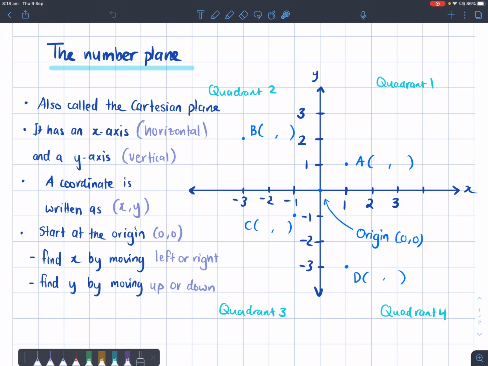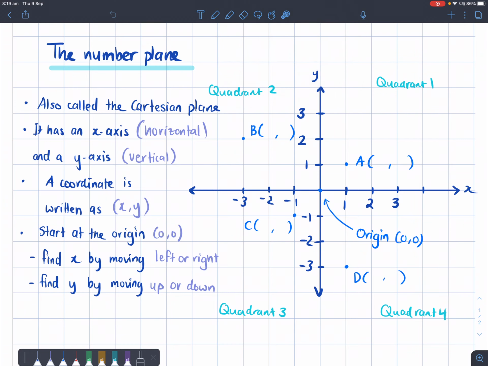So you notice that I have A, B, C, and D, and the origin here. These are all what we call coordinates. A coordinate is written as x followed by y, okay? And we're going to find each of these values by starting at the origin. So the origin is basically the middle of the Cartesian plane. This represents an x value of 0 and y value of 0. We find x firstly by moving left or right, then followed by finding y by moving up or down. So let me demonstrate that.